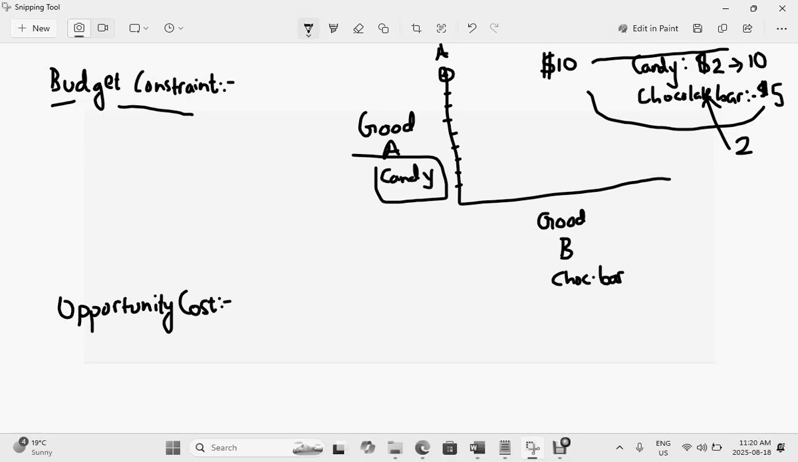However, if you decide to spend, let's say, $4 on candies, let's say you decide to get two candies, so two candies.